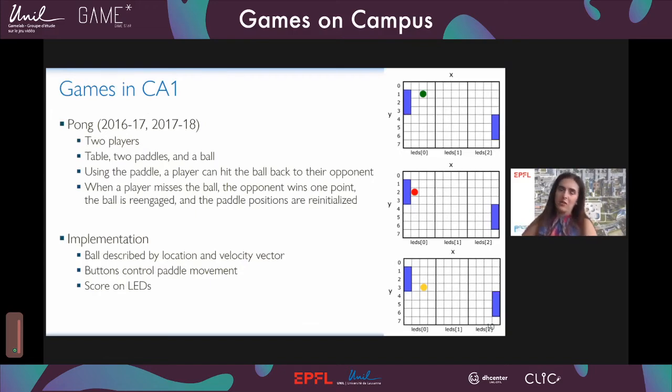Now, coming to the actual games that we had in the course. I started teaching it in 2016. In 2016 and 2017, there was a game, Pong, essentially, that we asked students to implement. So two players, a table, two paddles, and a ball. Using a paddle, a player hits the ball back to the opponent, but if it misses the ball, then the opponent wins the point and the game reinitializes. In terms of implementation, the students had to describe the ball by its location and its velocity vector. They had to periodically update the ball's position, use the buttons to control the paddle movement, and display a score. At the time, we were using LEDs to display the score.